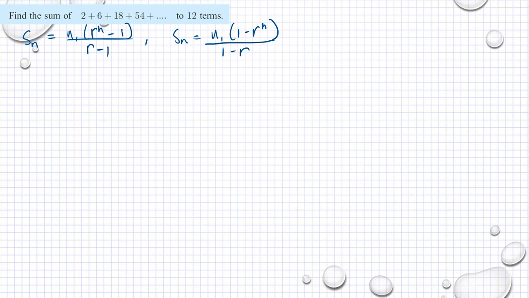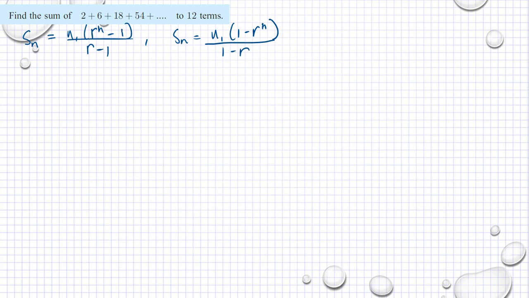Welcome back. I am going to solve some examples of geometric series, and how to find the sum is we have S sub n, the sum of a geometric series, is S sub n equal to u sub 1 multiplied by r to the n minus 1 divided by r minus 1. Or the other way around, S sub n is equal to u sub 1 multiplied by 1 minus r raised to n divided by 1 minus r.